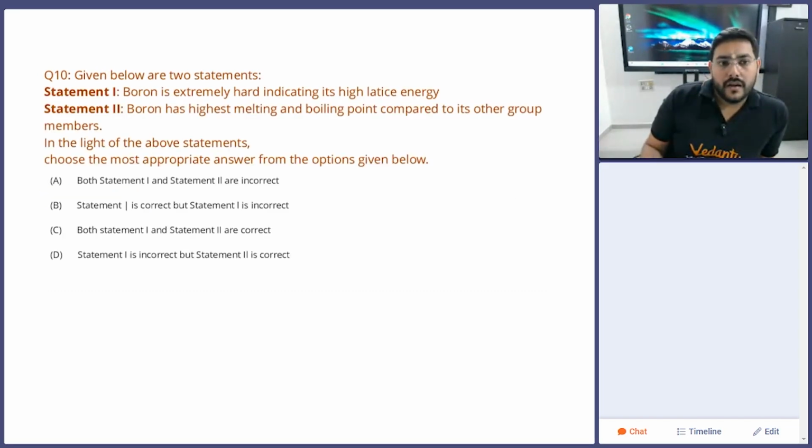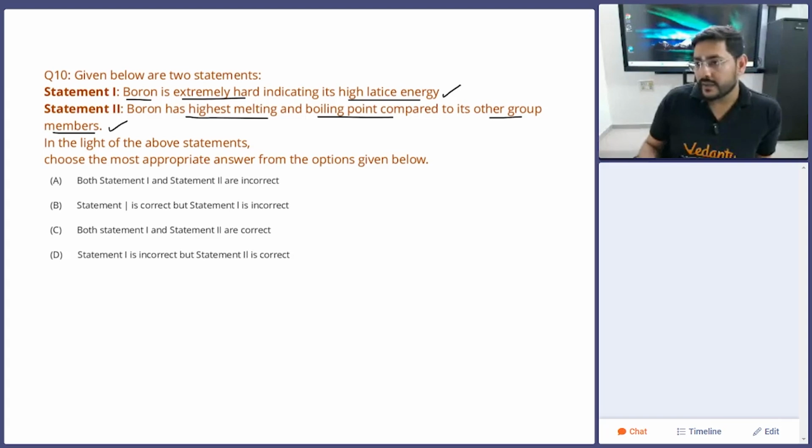Next question. Given below are two statements. Boron is extremely hard, indicating its high lattice energy. Yes, this statement is true. Boron has the highest melting and boiling point among its other group members. Yes, this statement is also true. So both statements are true.